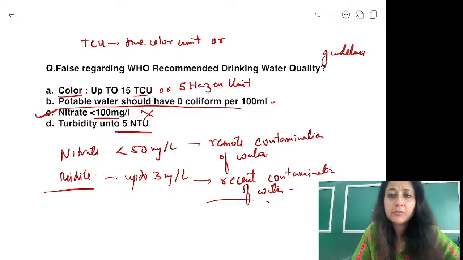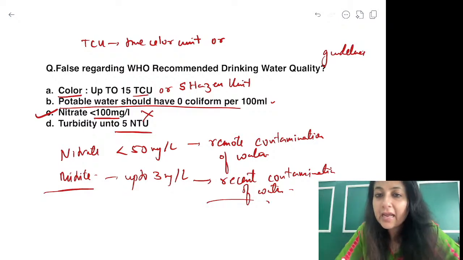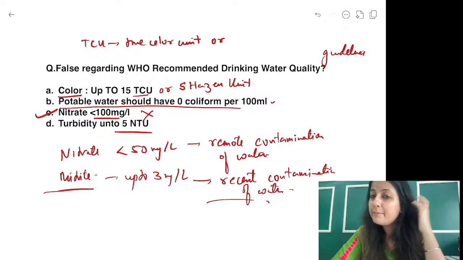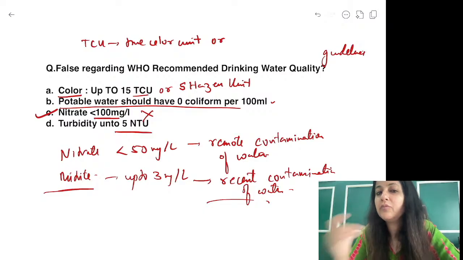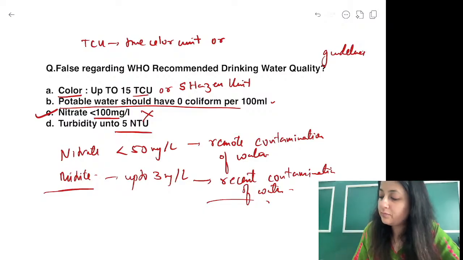Okay, almost up to 3 is okay. And if nitrates and nitrites dissolve in blood, it leads to what is known as methemoglobinemia. What does it lead to? Methemoglobinemia. It dissolves in blood. Methemoglobinemia.